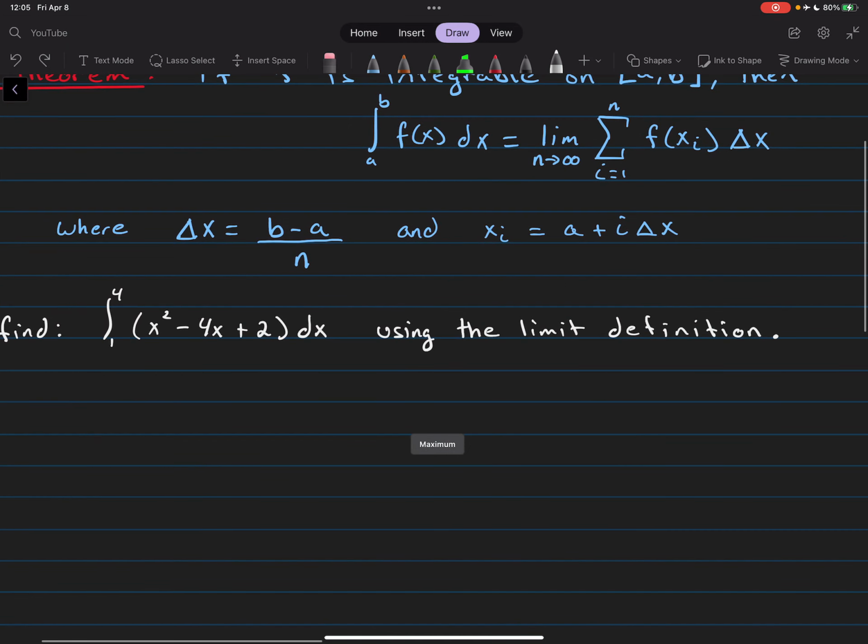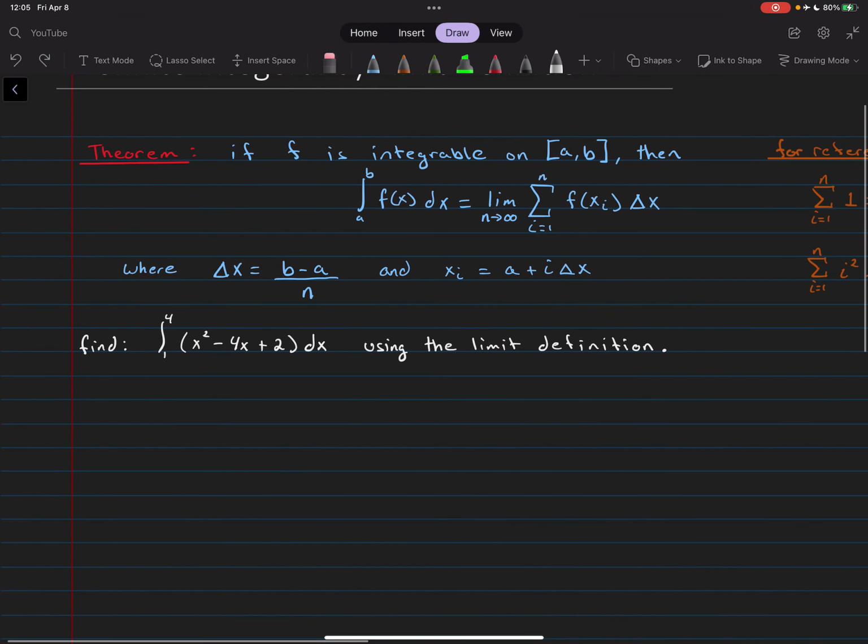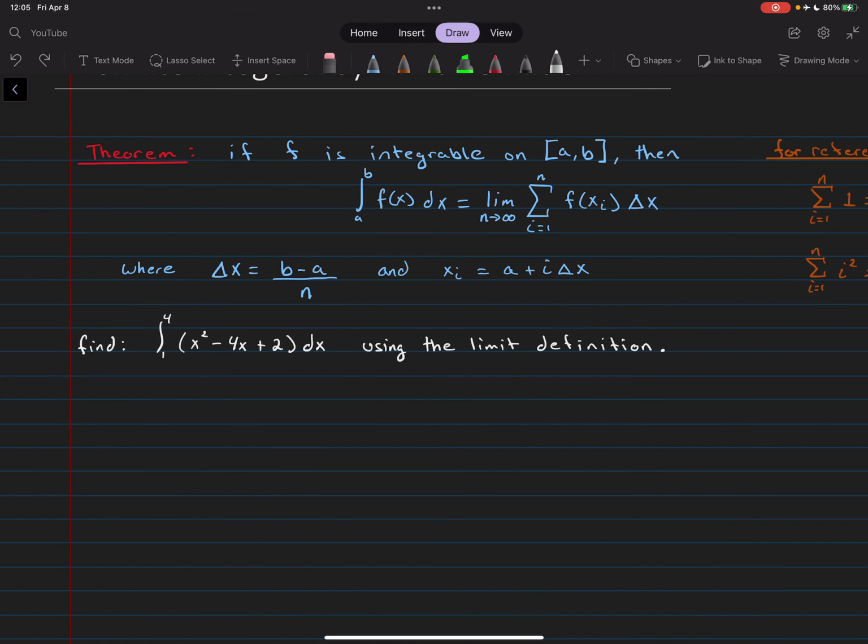So the integral we're going to be looking to solve is, we want to find the integral of x squared minus 4x plus 2 from 1 to 4 using the limit definition. So before we get started, let's go ahead and identify our delta x and our x sub i.